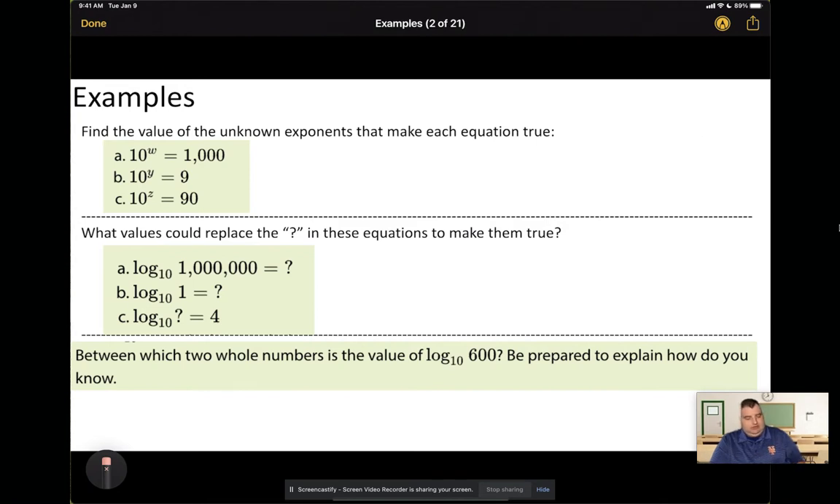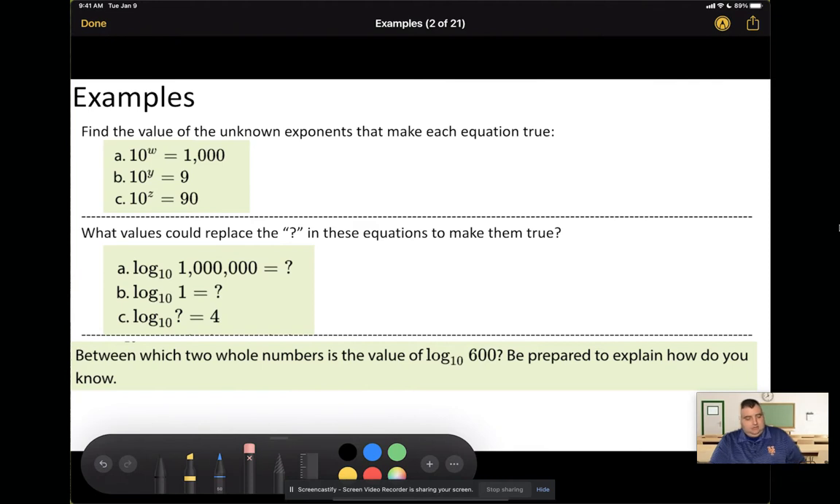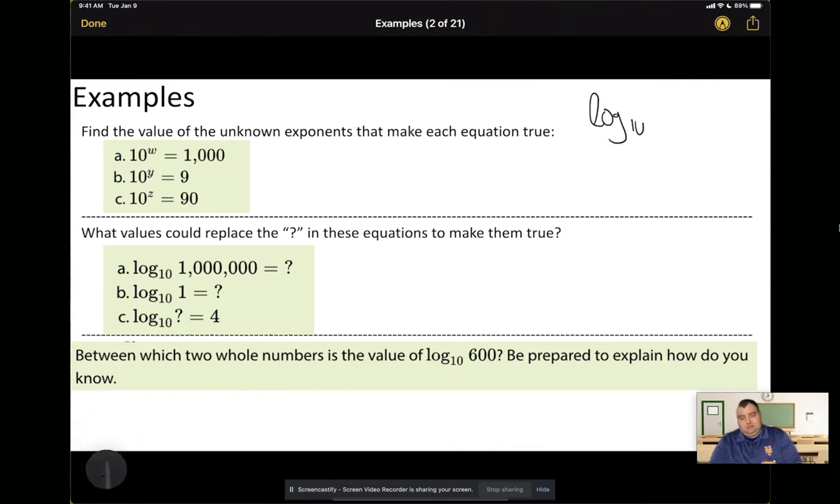Let me do one more example. What if I had log base 10 of 10,000? What that's really asking is 10 to the power of what is equal to 10,000? And if we figure that out, it would be 10 to the power of 4. So we would say that the answer to log base 10 of 10,000 is 4. So hopefully that gives you an idea of how logarithms work.